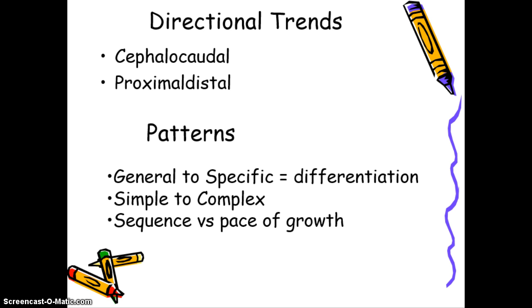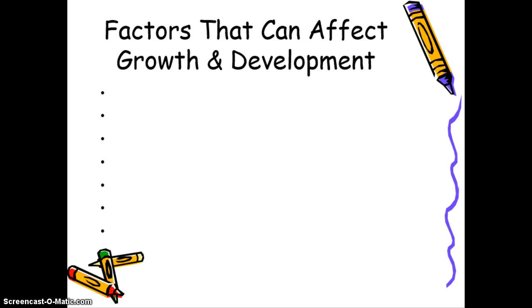When you're thinking about patterns, simple operations to more complex activities. So we're going to grow very simplified to more specific. We go simple to complex, so we are going to need to master new skills and master tasks before we are able to move on.